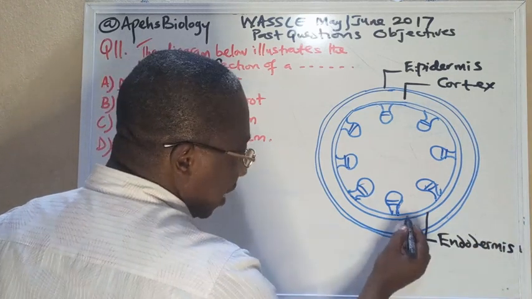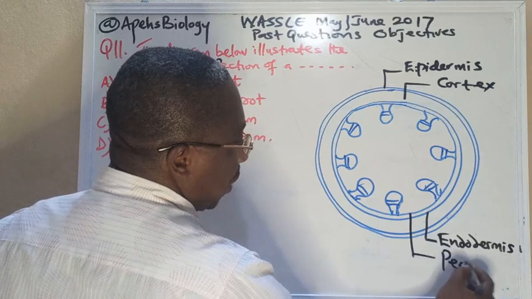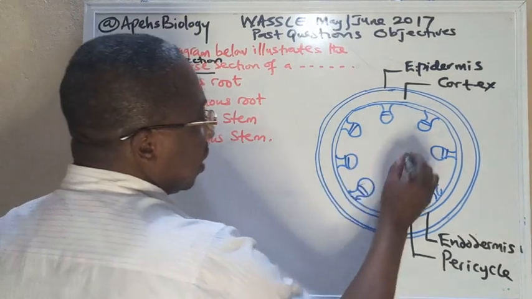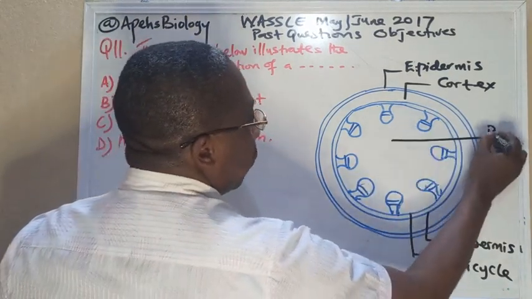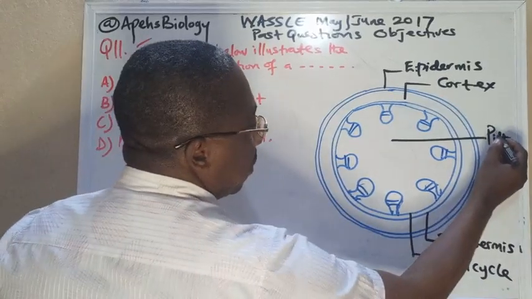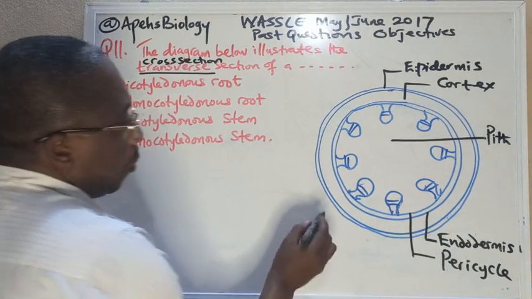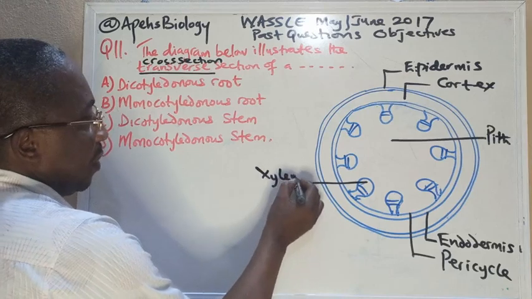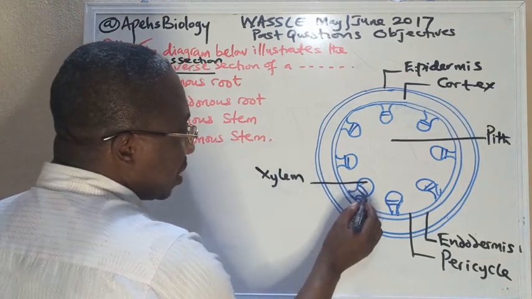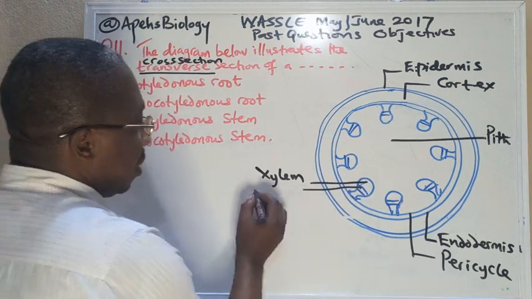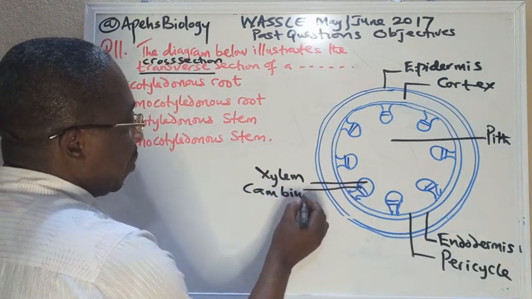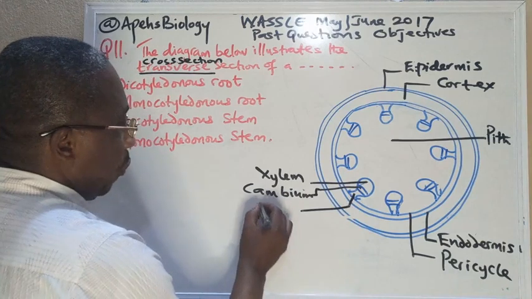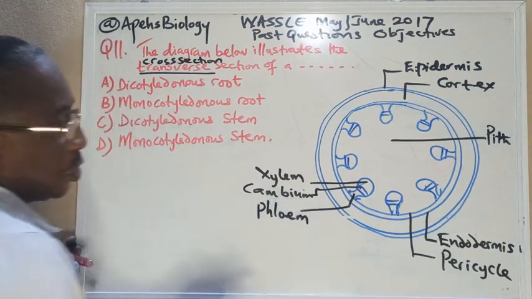right? Then there is an inner ring. That inner ring is known as the pericycle, right? Now, interestingly, inside the center here, this center here is popularly called pith, right? The pith, P-I-T-H. Now here we have these inner structures. This one inside is known as the xylem that transports mineral salts and water. Then this second one here is called the cambium, right? That's the cambium. Then the lower one here is called the phloem. These are known as the vascular tissues in the plant.